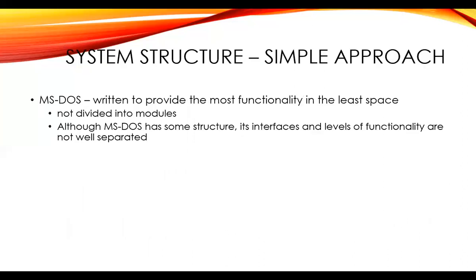System structure. There are many structures. The simple approach is the MS-DOS structure. It is written to provide the most functionality in the least space. It's not divided into modules. Although MS-DOS has some structure, its interfaces and levels of functionality are not well separated.